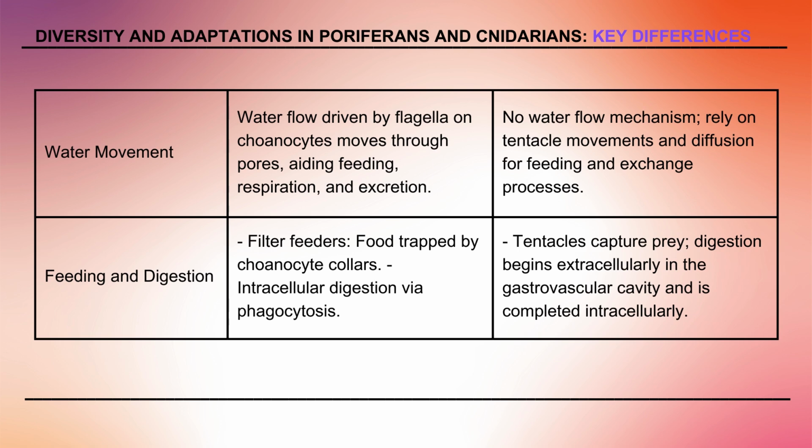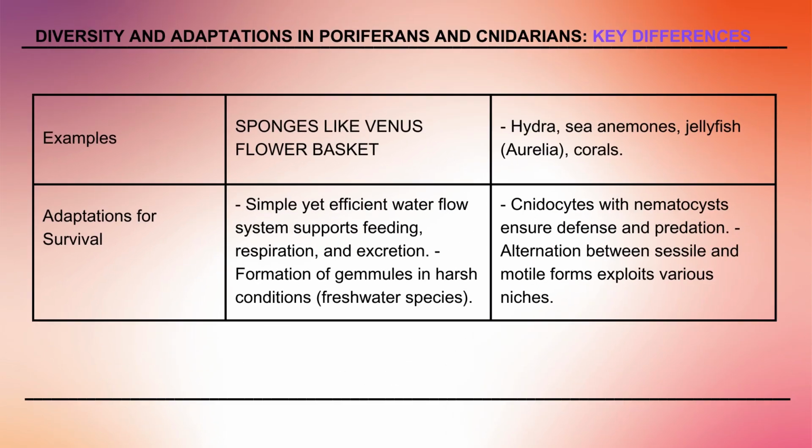And next for Cnidarians, they feed differently. They use their tentacles to capture prey and bring it into the gastrovascular cavity, where digestion begins externally before being completed inside their cells. And next, let's talk about some examples and adaptations for survival as well.